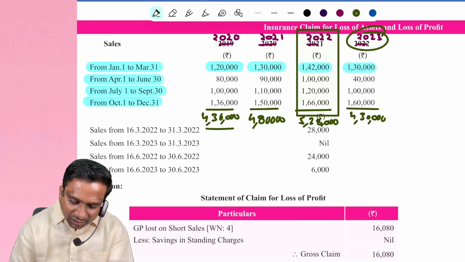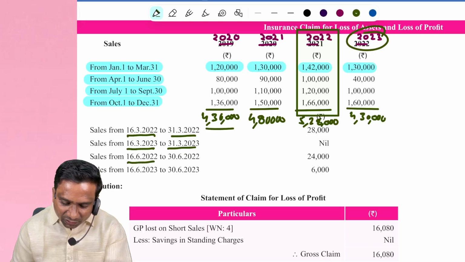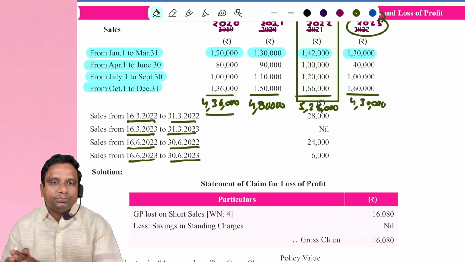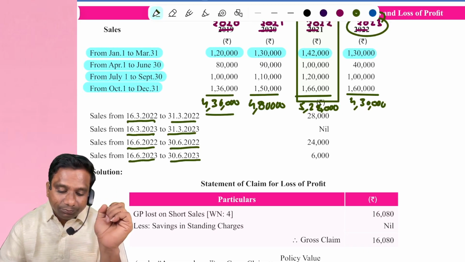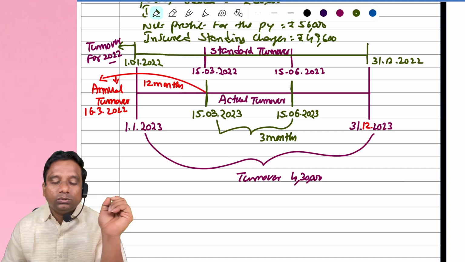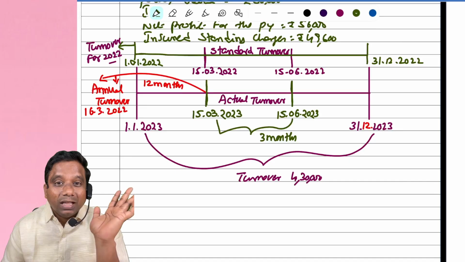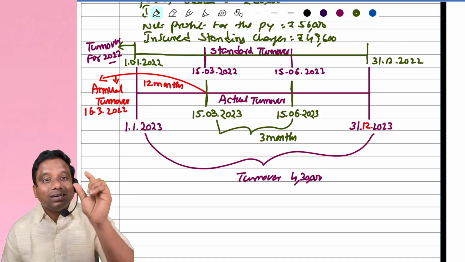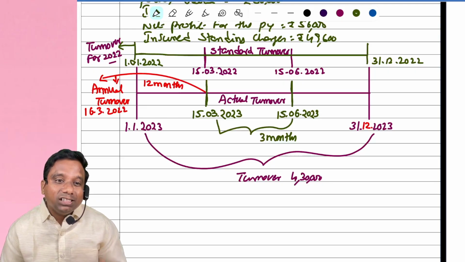Here they have given sales for 16/3/2022, 16/3, 31/3, 16/6, 30th/6. Observe. Sales from what date to what date? 15/3/2023 to 15/6/2023. Did they give? No, sir. But they have given quarterly sales. Sir, quarterly sales means what, sir?